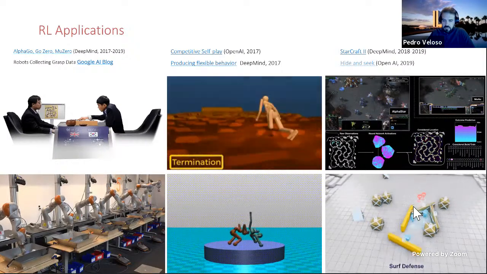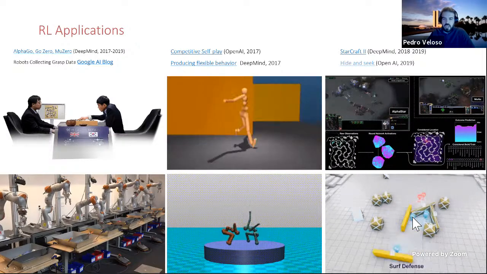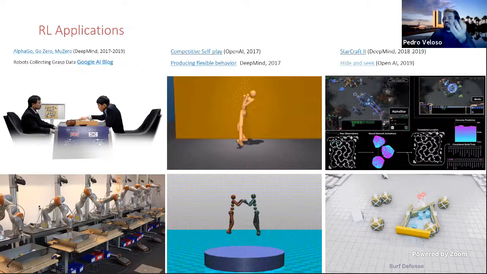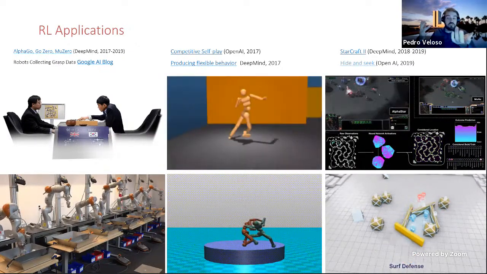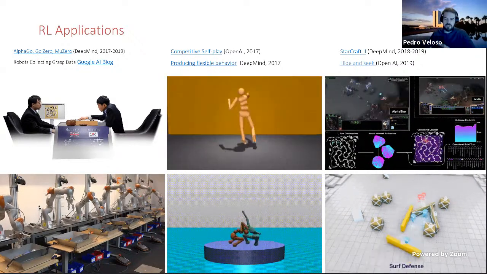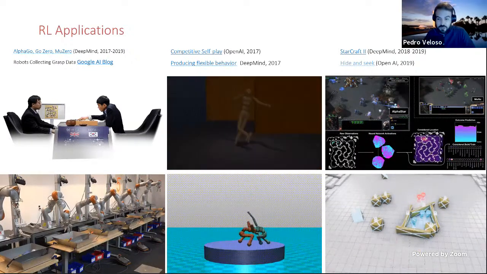And here at the bottom, you have one example that was really famous, hide and seek, where OpenAI used reinforcement learning for multi-agents to play this game where some agents try to hide and some agents try to seek the other agents. And they discovered that over time there are emergent behaviors as you keep training these two groups of agents.